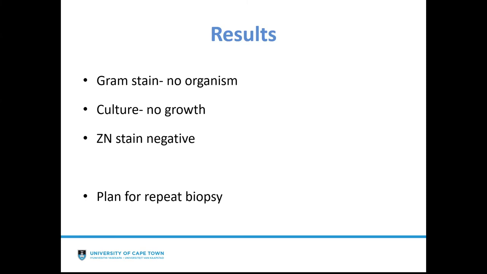And then on MCNS, gram stain didn't show any organisms. On culture, there was no growth, and Ziehl-Neelsen stain was negative on the tissue that was sent for microbiology. She was planned for a relook and repeat biopsy in view of the suspected TB of the temporal bone. So with those cases, this brings us to our discussion of complications of chronic otitis media, be it mucosal or squamous disease.